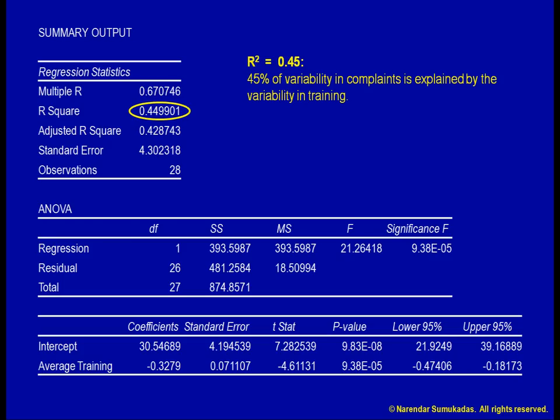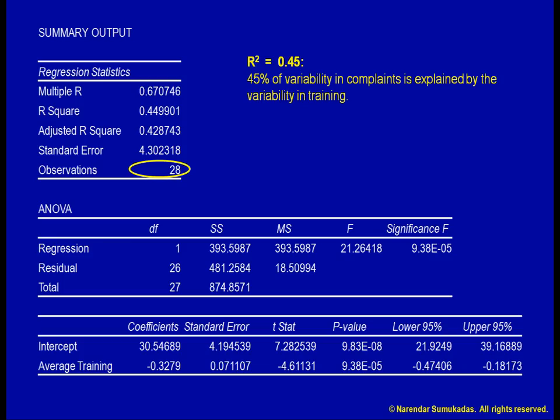Let us say I am happy with the 45% odds and am willing to invest some money into training. But is the 45% really a number I can trust? After all, I only took a sample of 28 observations over a 2-week period. Maybe there really is no relationship between training and complaints, but just by fluke, this sample happened to turn out this way.